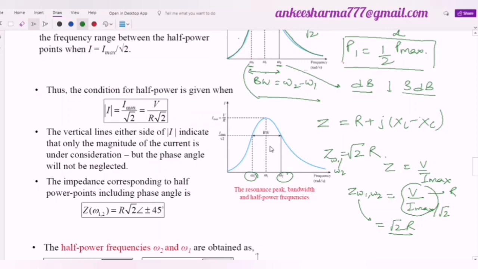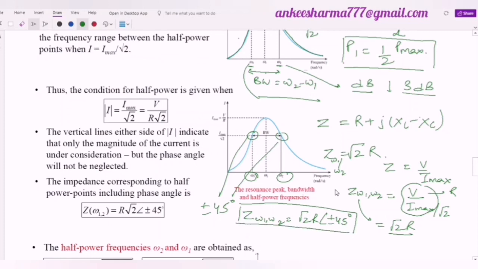This is only the magnitude. Here I have only talked about the magnitude. If I have to discuss the phases, over here I will find a phase difference of plus minus 45 degrees, or a phase angle will be there, right? So if I have to write this value of Z at omega 1, omega 2, it will be root 2 times R with the angle plus minus 45 degrees. So this will be the exact value, where magnitude is defined by root 2R and the phase angle is defined by plus minus 45 degrees.